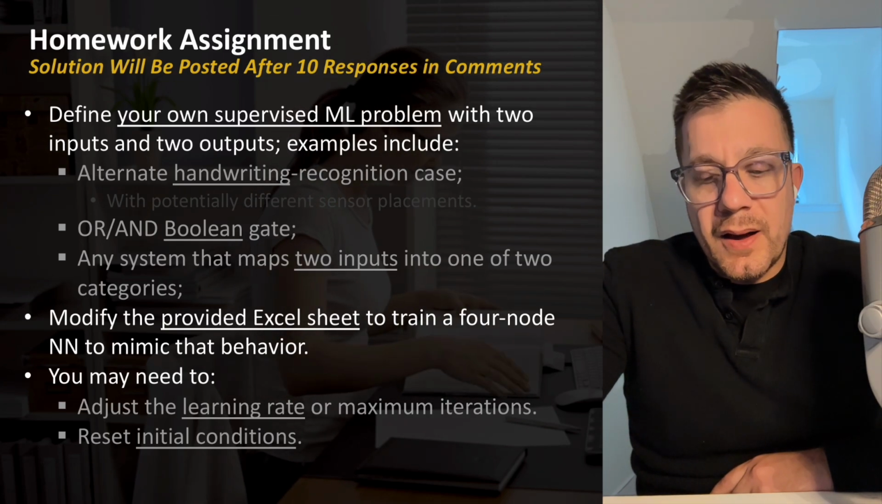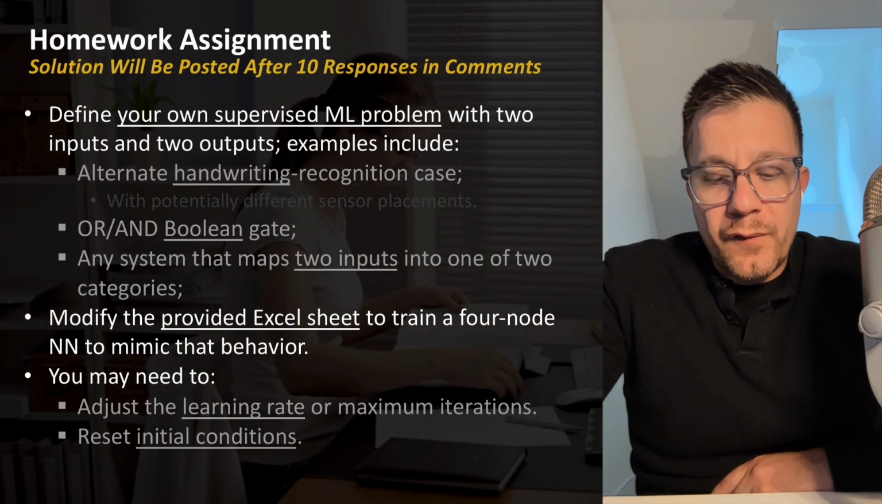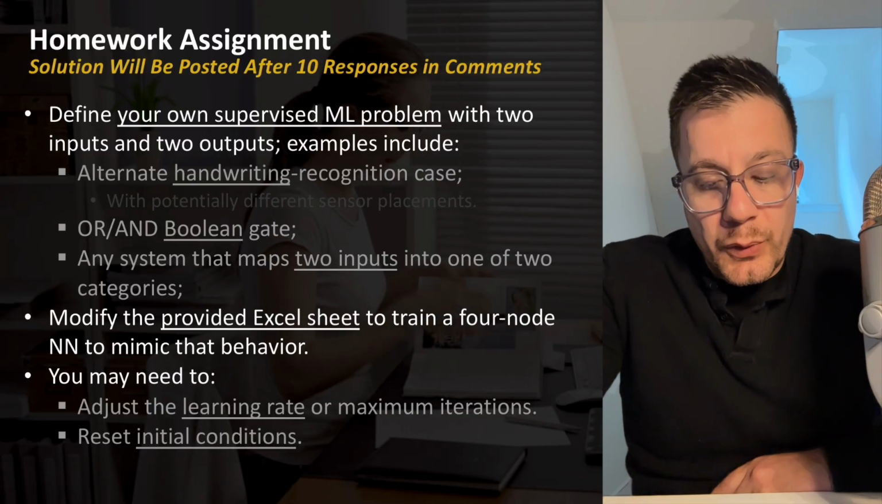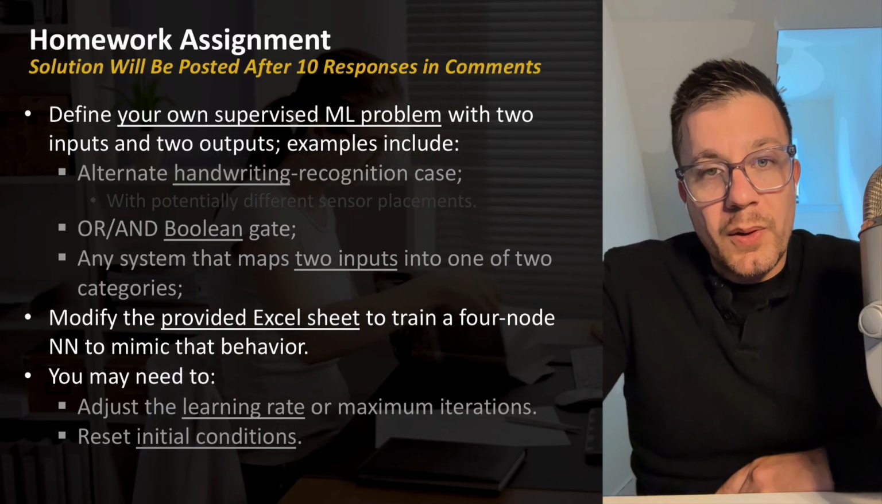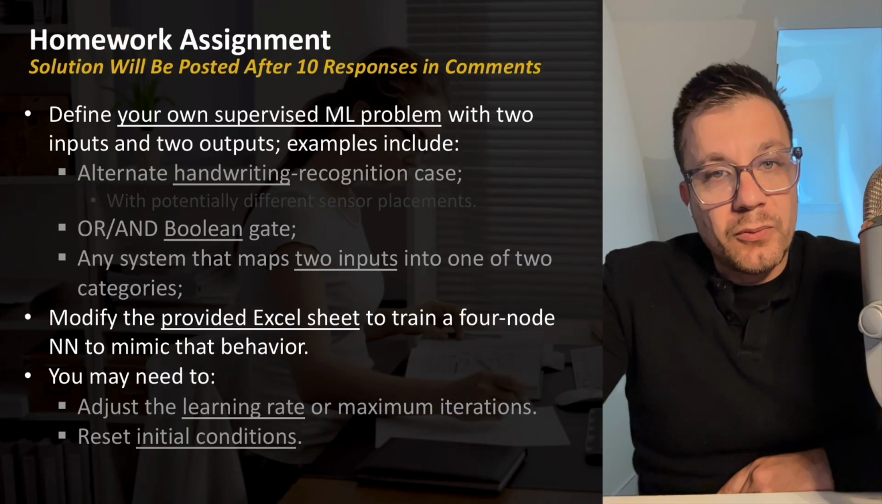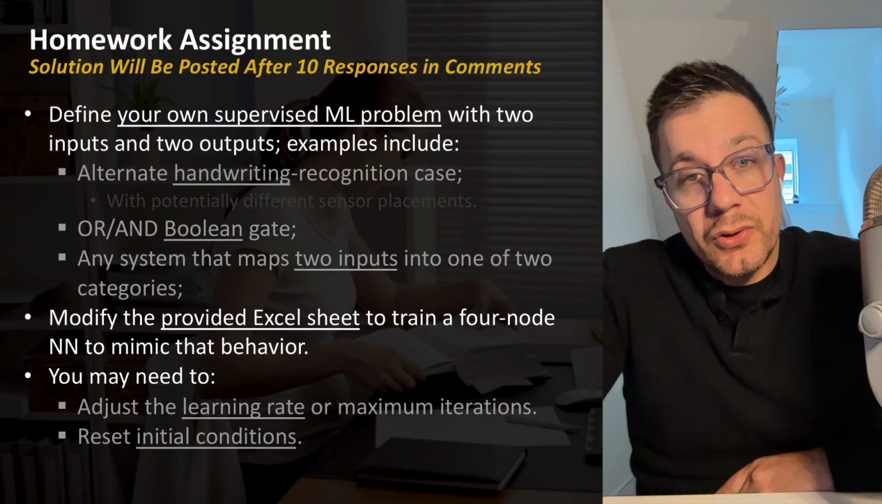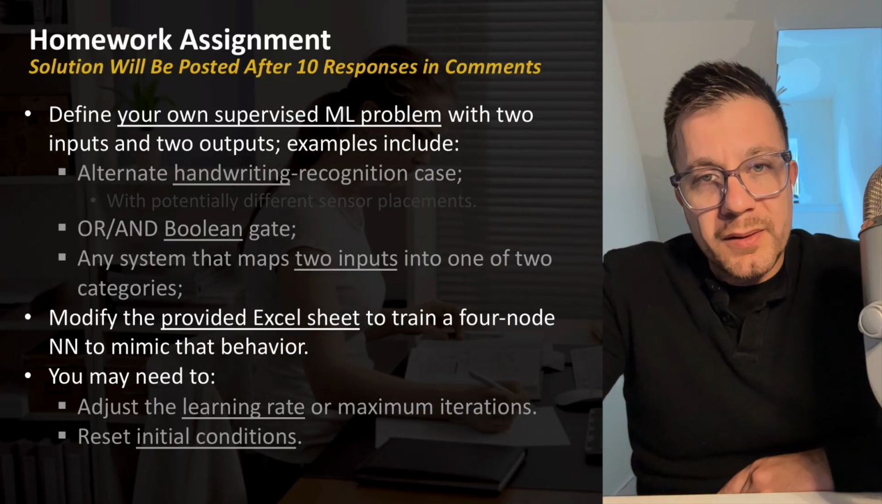I ask you to modify the provided Excel spreadsheet to train a 4-node neural network to mimic that behavior which you propose. Now, you may need to do several things. You may need to adjust the learning rate or the maximum number of iterations. You may need to reset and change the initial conditions. And you may need to manipulate the hyperparameters or introduce new hyperparameters in order to achieve the performance that you're looking for.